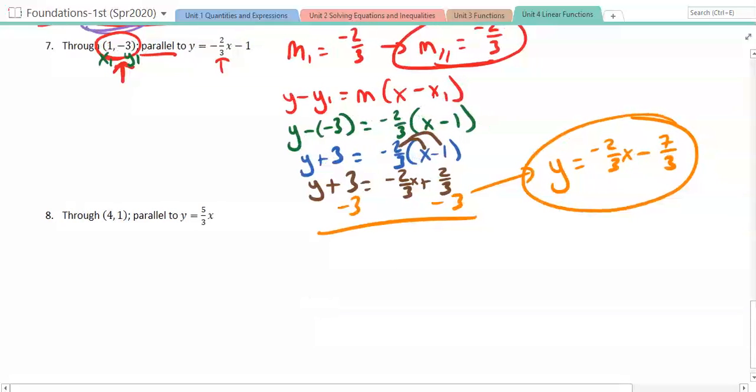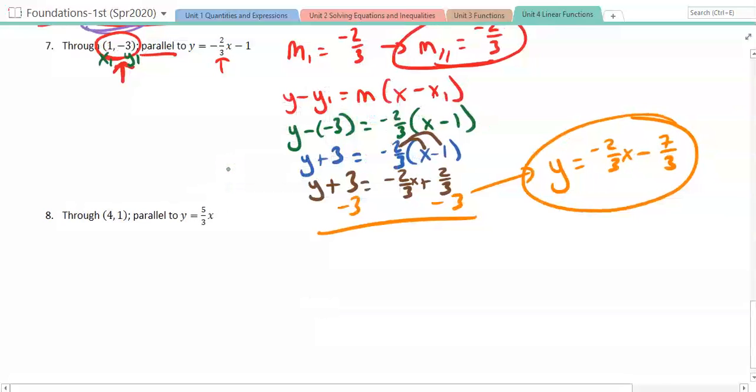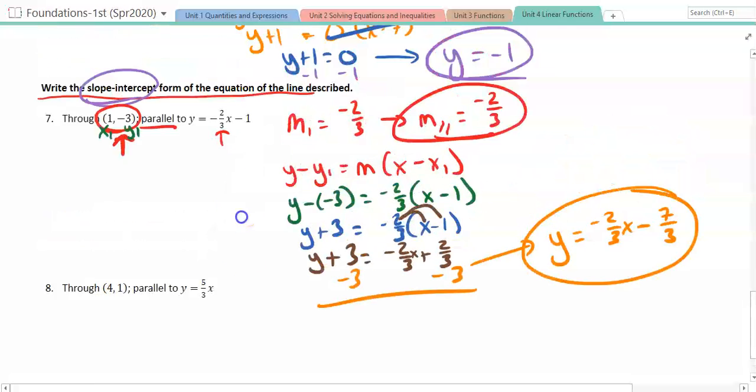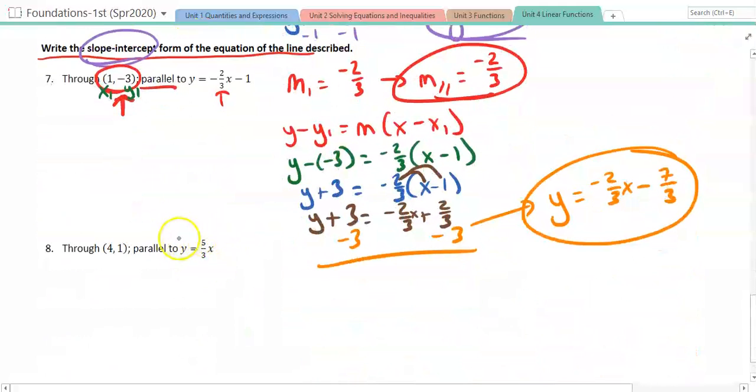Last example. It's going through the point (4, 1) and parallel to y equals 5/3 x. Now, I want to point something out. This problem is very similar to number 6, except for one thing. In number 6, we had y equals 5. There was no x there. In this problem, we have y equals 5/3 x. So this 5/3 is what part of our equation? It's not the y-intercept this time, but it's our slope.